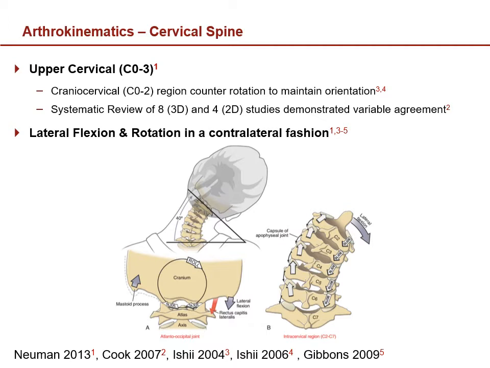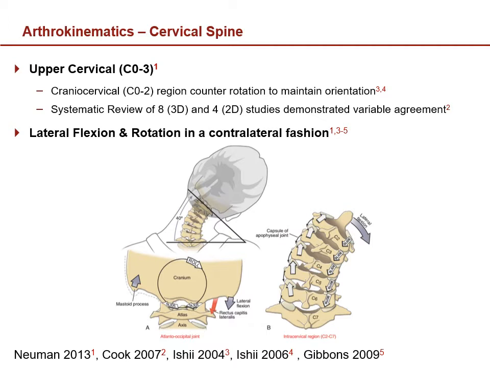So as I side bend to the right, the right condyle will move inferior, medially, and slightly anteriorly, whereas the left condyle will go in a lateral, posterior, and superior motion. So there's actually going to be a kind of triplanar movement of the condyle on the facet of the atlas.